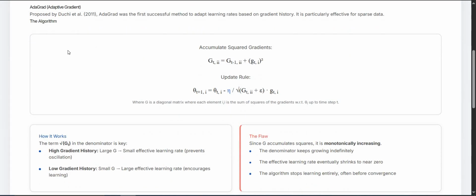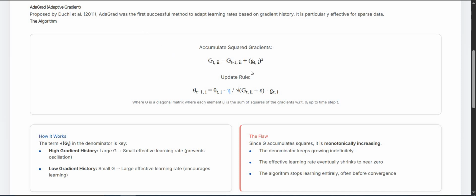Now we enter AdaGrad. AdaGrad stands for Adaptive Gradient, and it was proposed in 2011 by Duchi and colleagues, and it was one of the first successful methods that assigned a different learning rate to each parameter. AdaGrad builds a running total of squared gradients. This allows it to scale the learning rate based on how active a parameter has been throughout training.